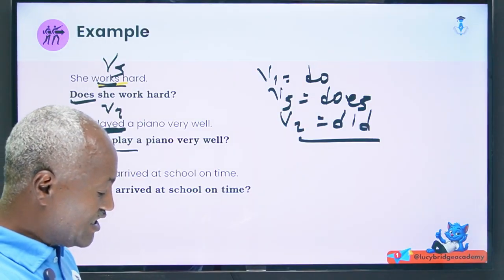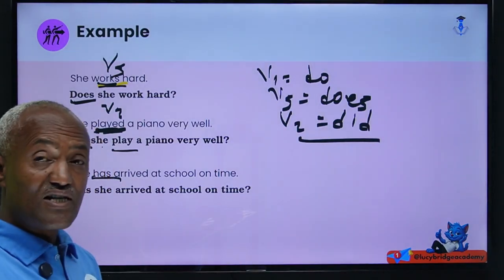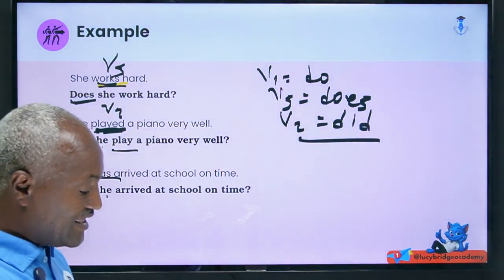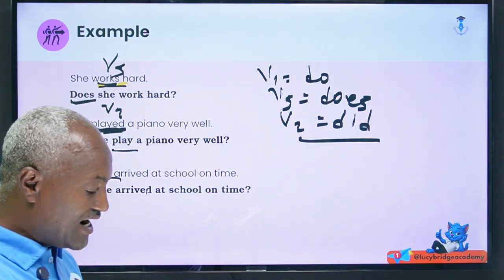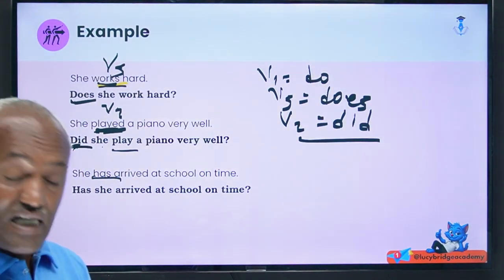Now when it comes to the third one: she has arrived at school on time. Now here we do have the auxiliary verb, that is what? Has. Then we use that one: has she arrived at school on time? And this one we call a simple question.